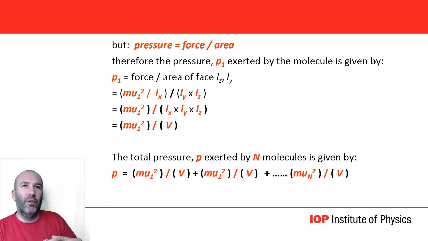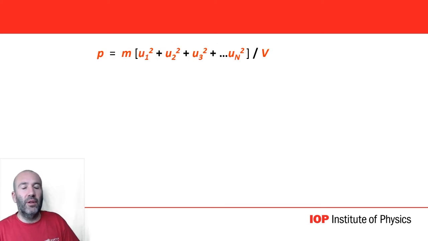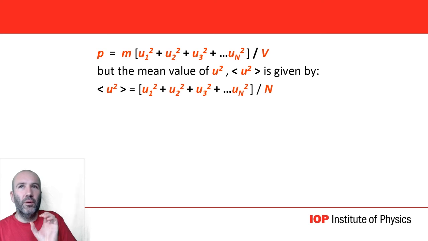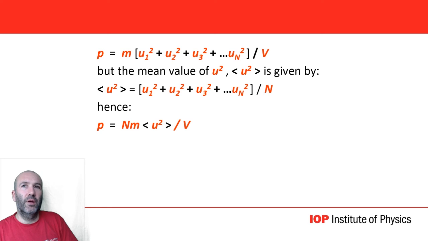So for the first molecule, I've got the change in momentum over the volume. For the second, I've got the same thing, and for the third and for the fourth, all the way up to n. I'm going to rewrite this, and then I'm going to call back to that mean value of u squared, which is given by the sum of all of these squared values over the number of particles. And so I can write that top expression much more simply. It's simply going to be the mass times the number of molecules times that mean value, all of that over the volume.